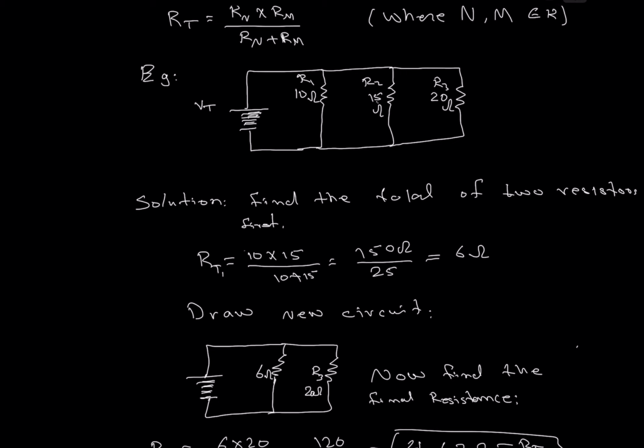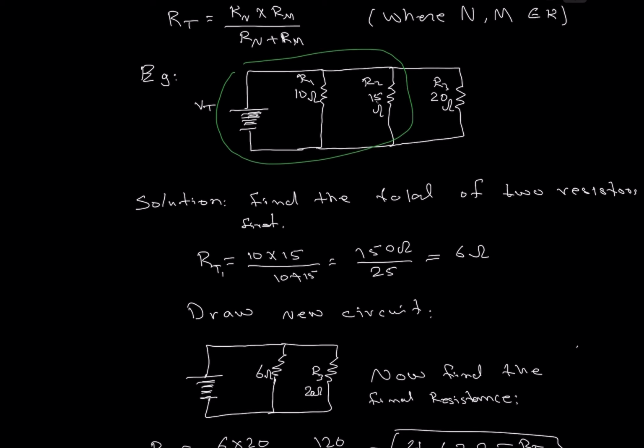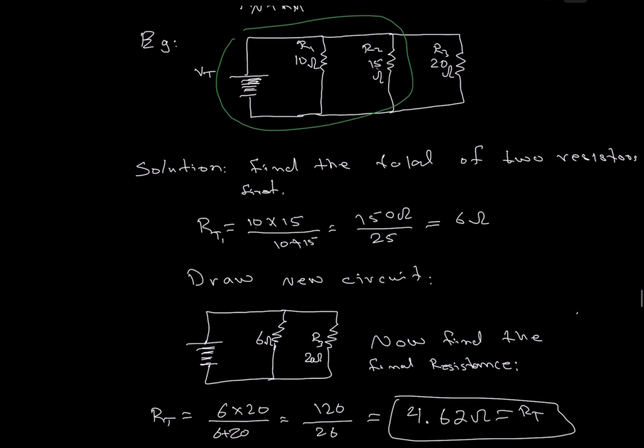To find this total resistance, we have to solve this part of the circuit first. That will be resistor 1, 10 ohm, and resistor 2, 15 ohm, over 10 plus 15. It will be 150 divided by 25, which gives me 6 ohm.